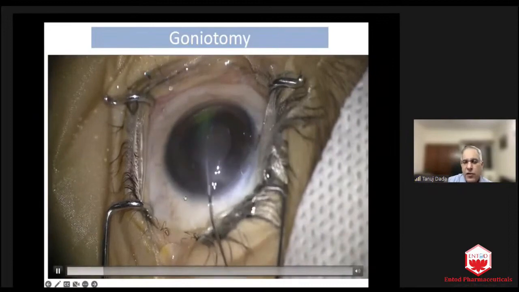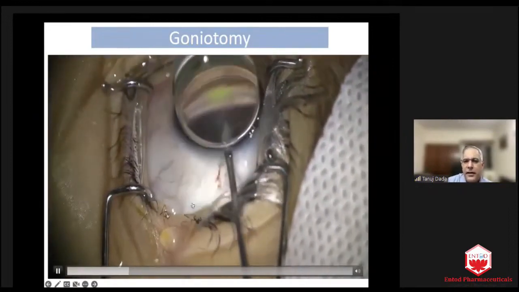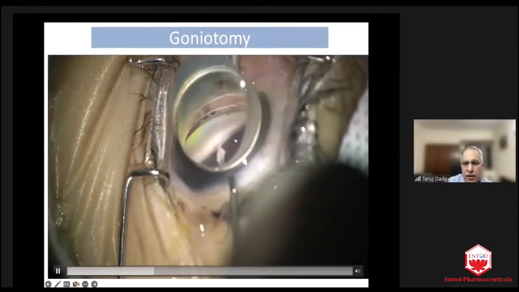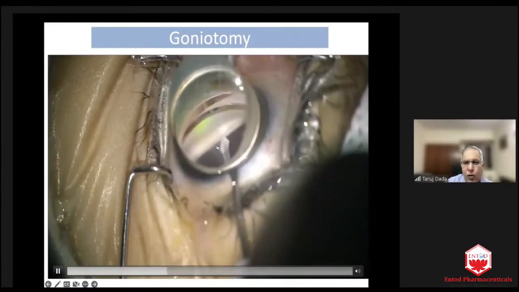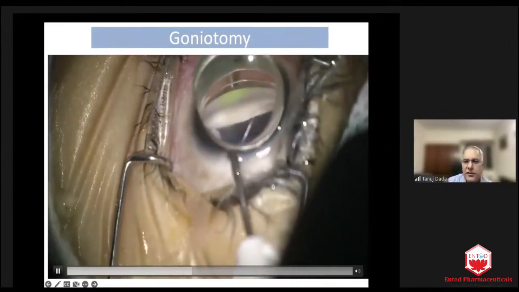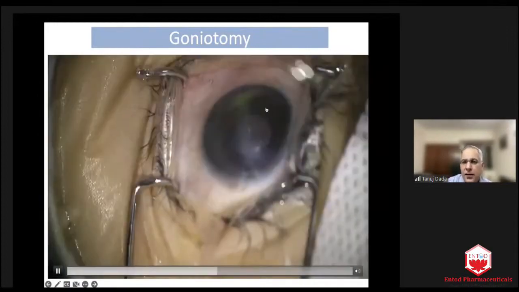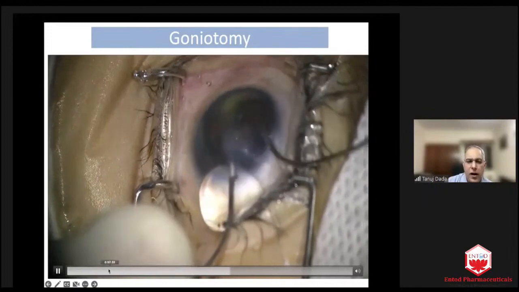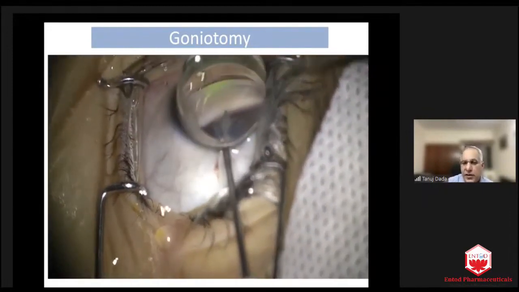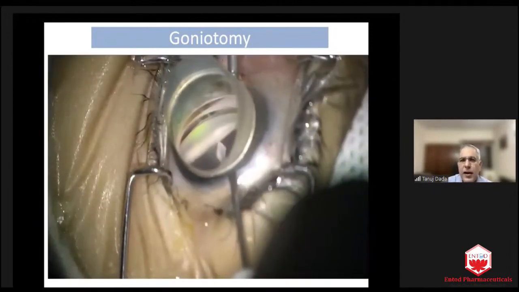So this requires you to put viscoelastic and deepen the anterior chamber. And here you can see now you have to operate on the eye. So this is a goniotomy for primary congenital glaucoma. So you can see you have to view the angle structures. The assistant has to hold the gonioscope and the surgeon has to operate. So you require this skill of intraoperative gonioscopy in addition to what you have been used to in the OPD with the Goldmann lenses.